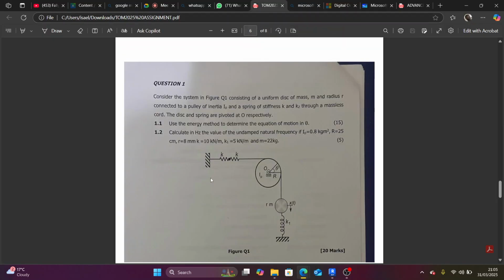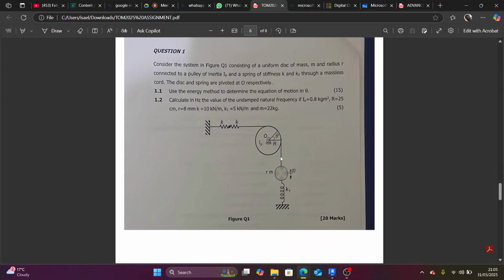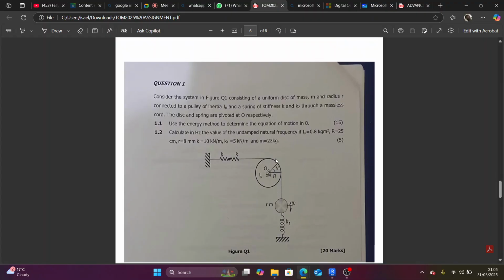Let's not waste time. On the pulley, what the lecturer expects you to do is use the Newton method. So again, you're saying we must use the Newton method. Yeah, we want to solve it using the Newton method. Either way, we can do it both ways. But let's start with the Newton method because that's what he expects you to do.